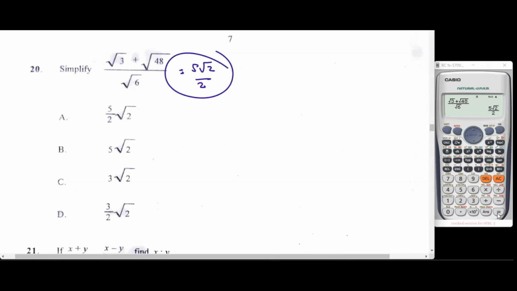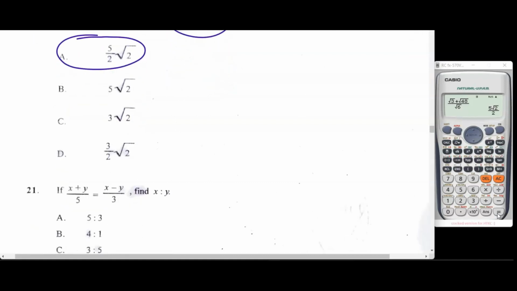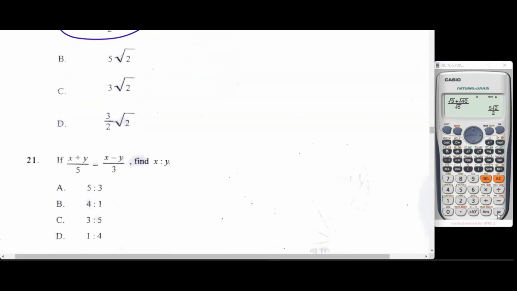You could have solved it manually by rationalizing, and then you get your answer out of it. But remember, we have to finish this within 1 hour 30 minutes, so we need to work faster. So the calculator is there to assist us. So we have it as 5 root 2 over 2, and that's possible answer A. Now let's go further.